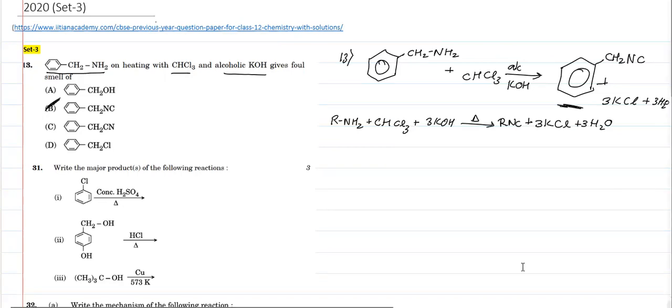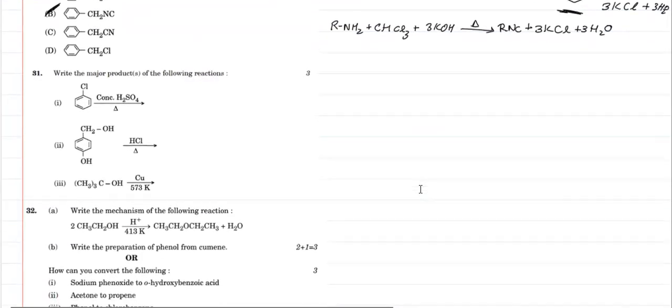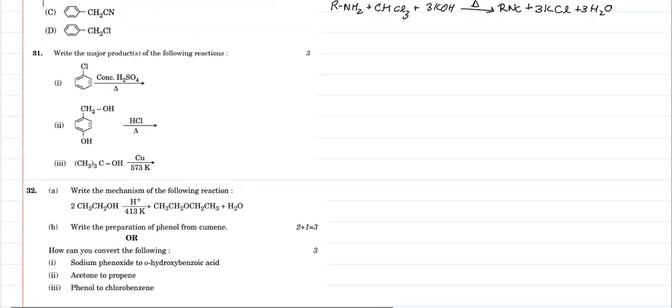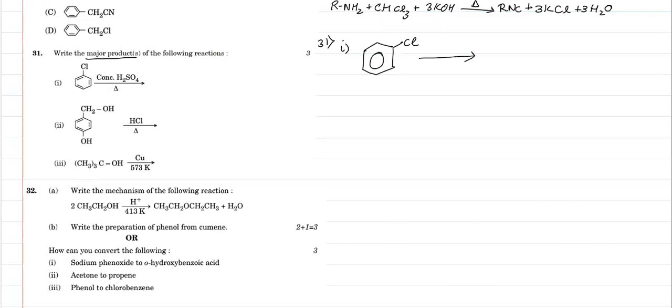The next one, they've given us these three reactions, and we're supposed to write the major products for the following. So let's start with the first one. When you have a chlorobenzene, and this particular molecule is reacting with concentrated H2SO4, and it's being heated.